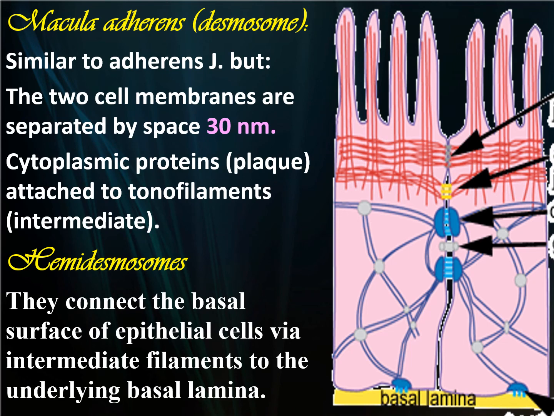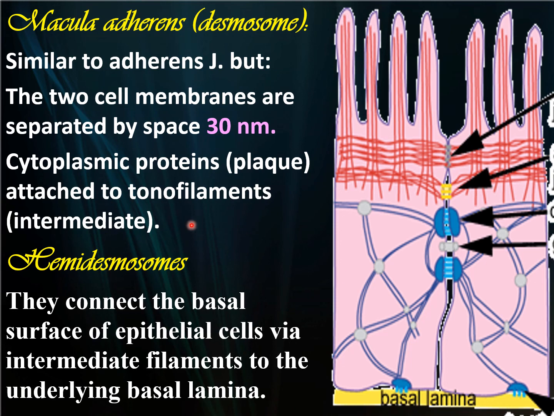The macula adherens, or desmosome, is a type of adherens junction. It is similar to the adherens junction, but the two cell membranes are separated by 30 nanometers. Also, there is a cytoplasmic protein plaque present on both sides of the cell membrane. They are attached to tonofilaments, which are intermediate filaments.